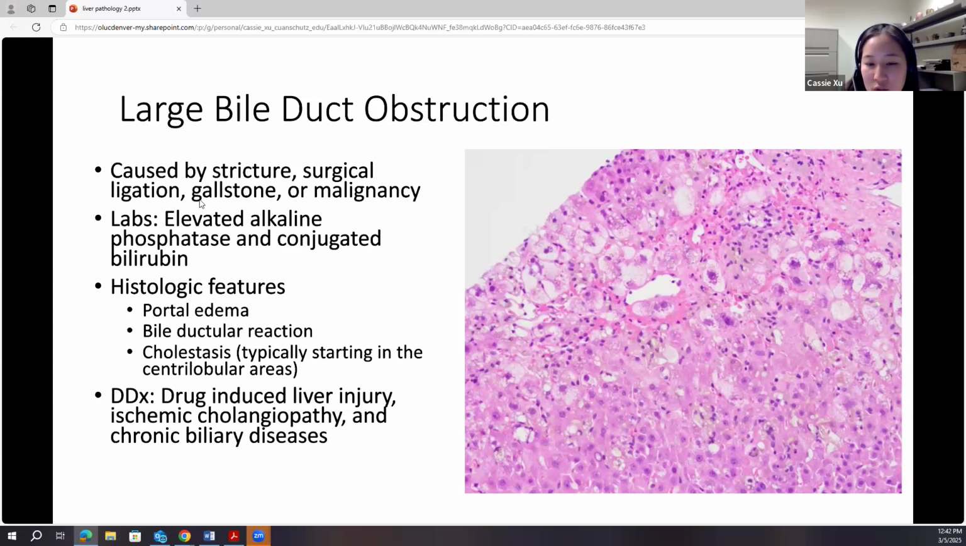We also look for bile ductular reaction and cholestasis, and this tends to start in the central lobular regions. Differentials that we include when we see this kind of injury include drug-induced liver injury, ischemic cholangiopathy, and other chronic biliary diseases. This is an example of cholestasis in the central lobular area. This is a central vein here, and you can see there's bile deposited within the canaliculi and within the hepatocytes. You can also see this feathery degeneration associated with this cholestasis in this area, so they look ballooned in appearance.